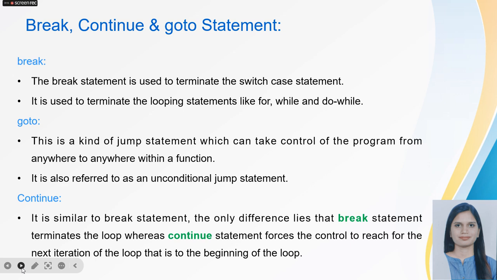Break, continue, goto statement. What are the break, continue, and goto statements? Break: the break statement is used to terminate the switch case statement. It is also used to terminate looping statements like for, while, and do while. Goto: this is a kind of jump statement which can take control of the program from anywhere to anywhere within a function. It is also referred to as an unconditional jump statement.